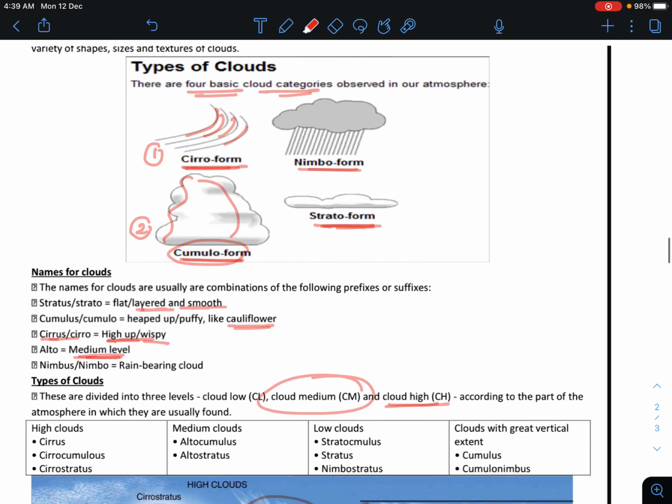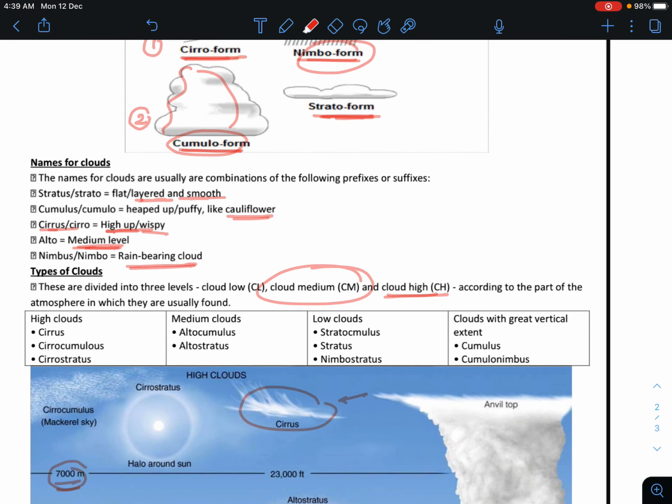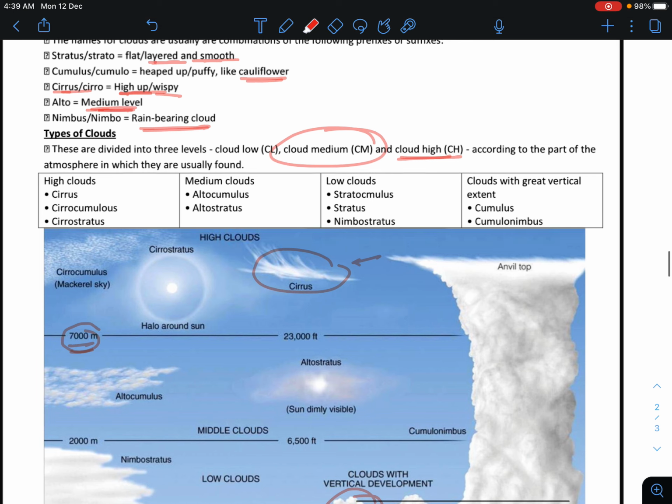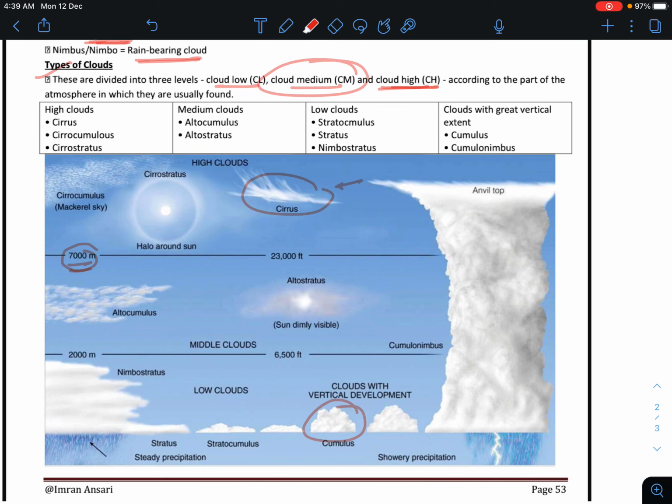And the last one, which is very important, is nimbiform. Nimbiform is also known as rain-bearing cloud. So, types of cloud: there are basically three levels, that is low level, medium level and high level. You can see in the diagram that this one comes under the low cloud, all of these come under low clouds, and after that middle cloud, and after that we have high cloud.